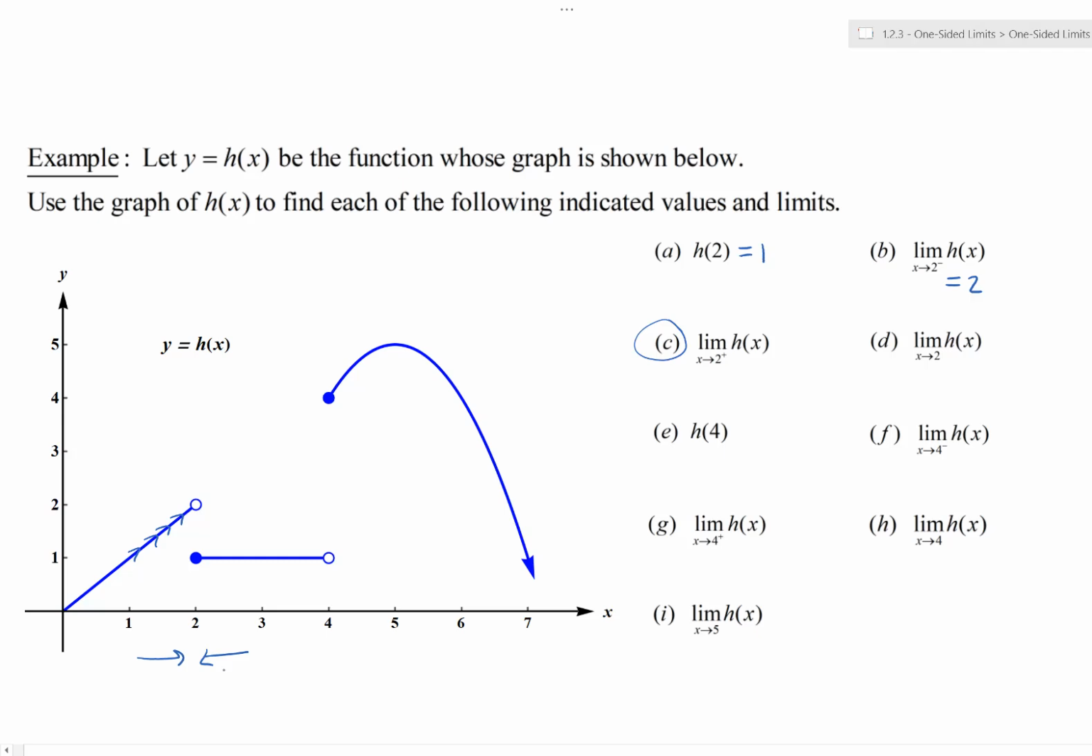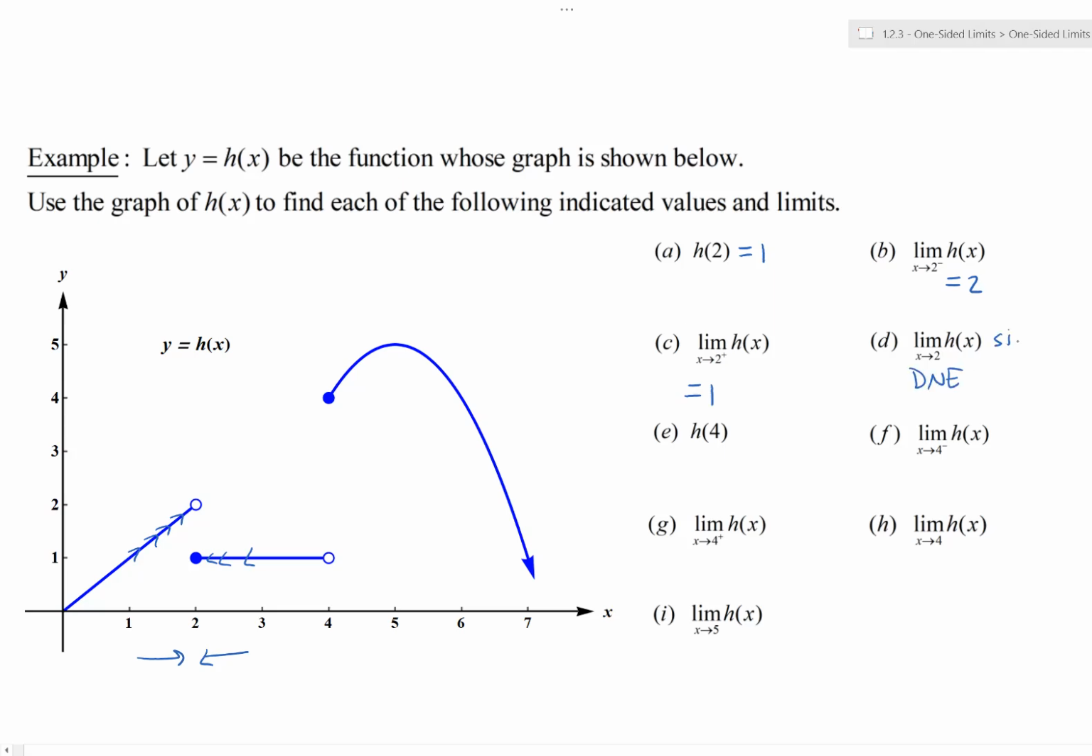Now as I go from the right to the left, this function h is approaching this output location of 1, as we see. So that would be a limit value of 1. And notice from B and C, they don't match up, right? Limit as x approaches 2 from the left of h of x is not the same as the limit as x approaches 2 from the right of h of x, and hence, because those two one-sided limits don't match up at the same x value, limit as x approaches 2 of h of x, the two-sided limit, does not exist.